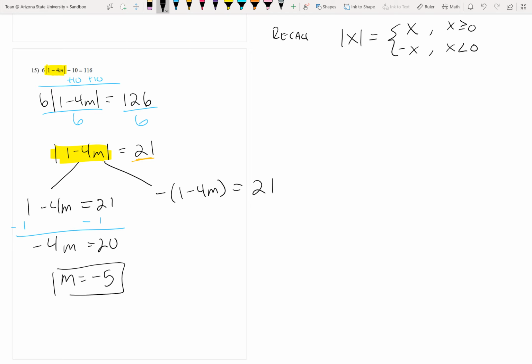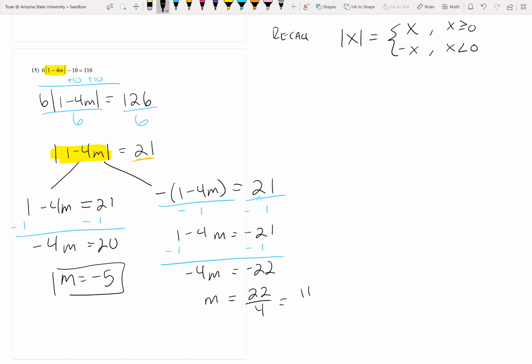On the right here, you can go ahead and distribute the negative 1, or what I like to do is divide out that negative just so that my steps become the same. So it's 1 minus 4m equals negative 21. Go ahead and subtract the 1. Negative 4m equals negative 22, and then divide out the negative 4. Gives you a positive 22 over 4, which is 11 over 2.